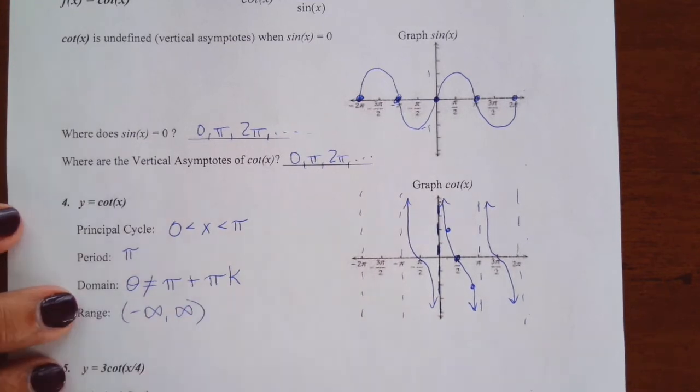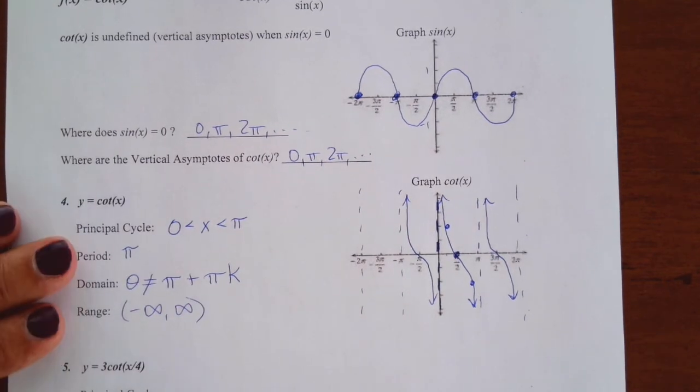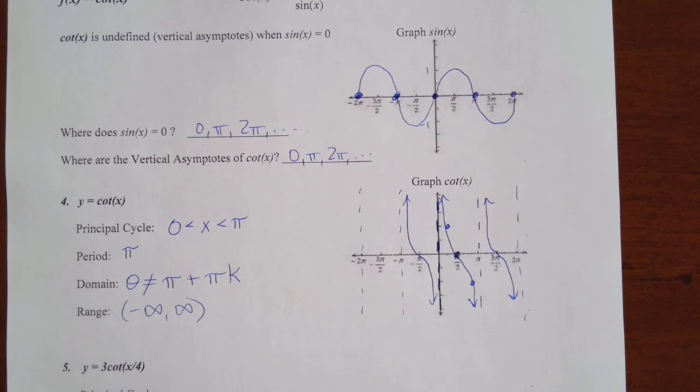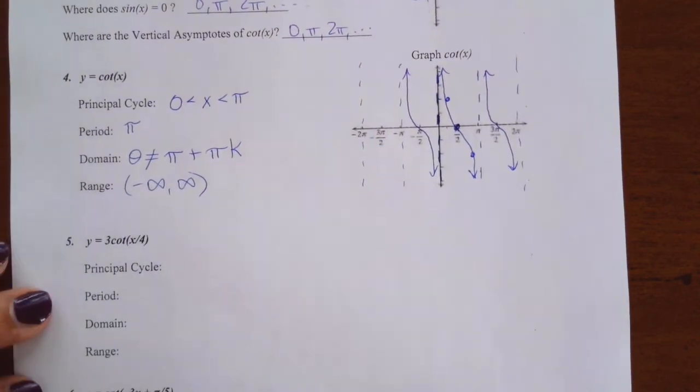So the only difference between cotangent and tangent is the principal cycle, because your asymptotes are in a different place. All right, so let's do a couple of these.